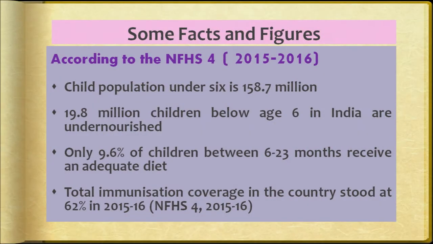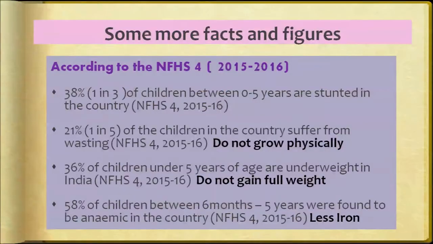Total immunization coverage in the country now is at 62%, which is a good figure, but yes, still many children are not getting immunized. Some more facts, according to the NFHS survey again. 38% children, that is 1 in 3 children between 0 to 5 years, are stunted. They're not getting enough food. In the first slide, we saw that they are malnourished.